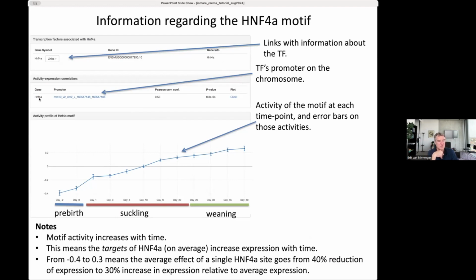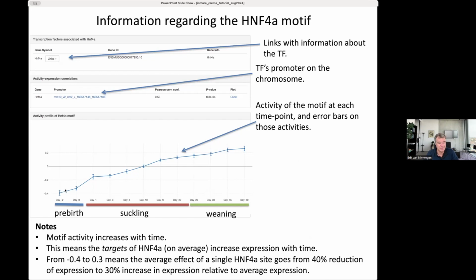Second, you get a link to where on the genome is the promoter of HNF4A. And then below that, you get its activity profile. Okay, so these are all the samples from day -2, 2 days before birth, to 60 days after birth. And this is showing you the activity of this motif across time with its error bar, right? We also gave an error bar to the activity.